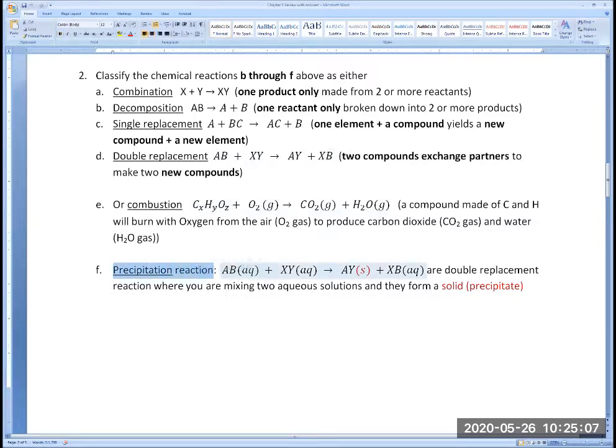And so these double replacement reactions are often precipitation reactions. If you are mixing 2 solutions of ionic compounds that are soluble in solution, and one of the new compounds is a solid, then that's a precipitation reaction.